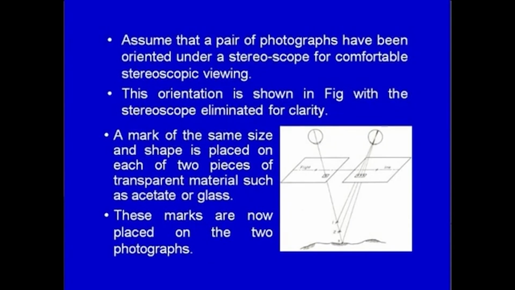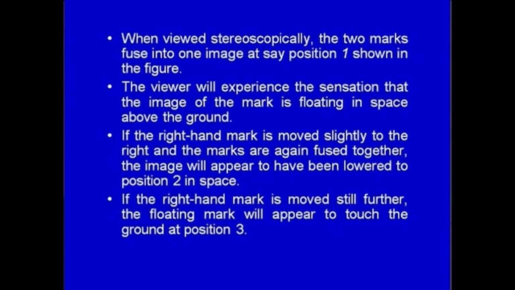Assume that a pair of photographs have been oriented under a stereoscope for comfortable stereoscopic viewing. This orientation is shown in the figure with the stereoscope eliminated for clarity. A mark of the same size and shape is placed on each of the 2 pieces of transparent material such as acetate or glass. These marks are now placed on the 2 photographs. When viewed stereoscopically, the 2 marks fuse into one image, say at position 1 shown in the figure.